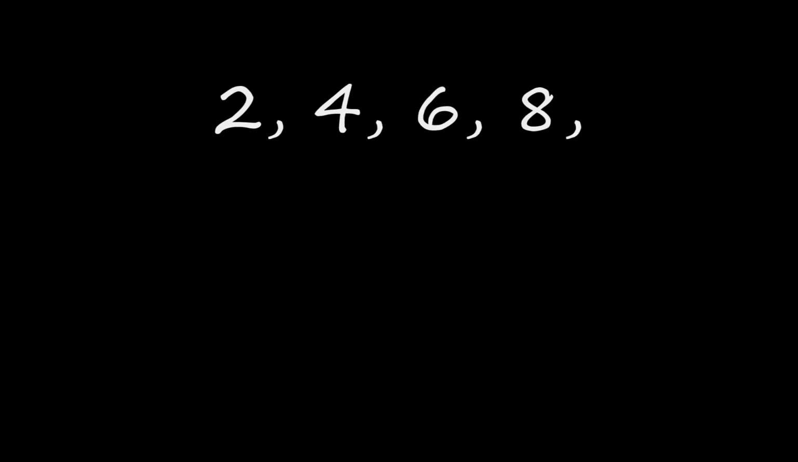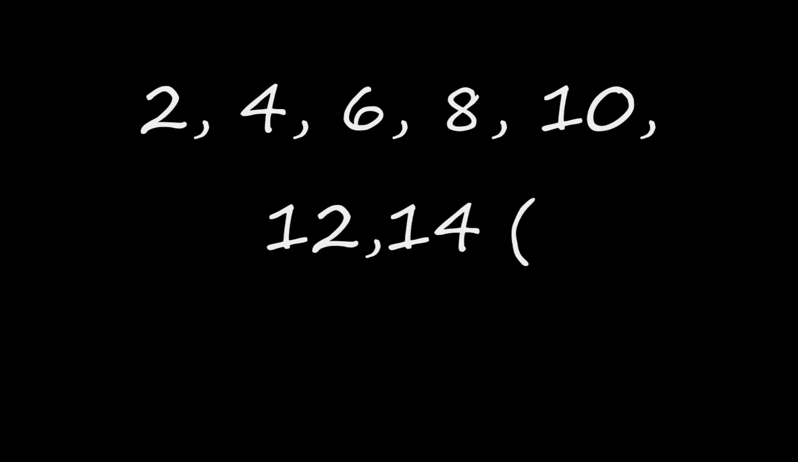A number sequence can be explained as a group of numbers which continue to follow a pattern, such as 2, 4, 6, 8, 10, 12, 14. The Fibonacci sequence is a number sequence that works by adding the previous two numbers together.